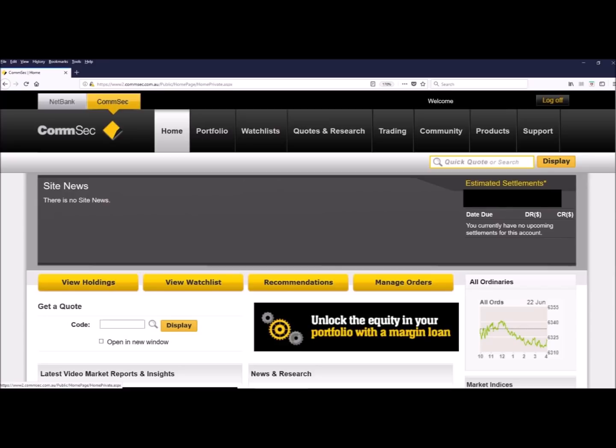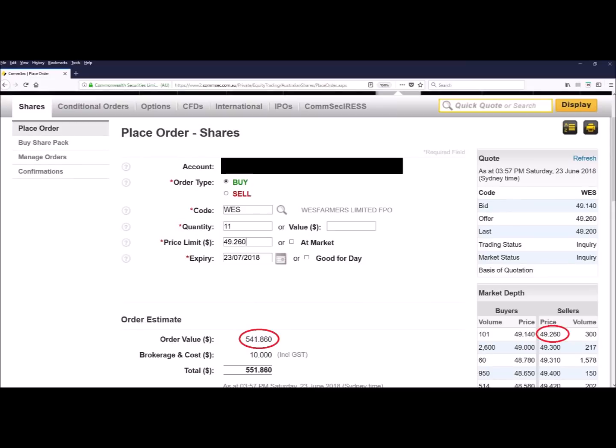On to trading. With Commsec, the minimum trade is $500. This is a good idea when you think about it, because brokerage costs for trades under $1,000 is $10. If you could buy individual stocks one at a time, it would still cost $10 brokerage for each trade, so it is more cost effective to do bigger trades.